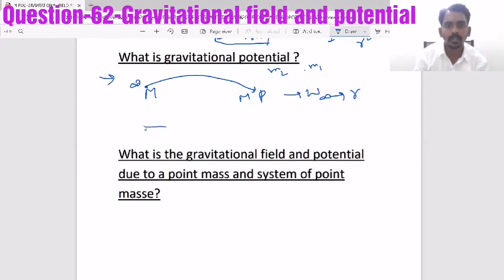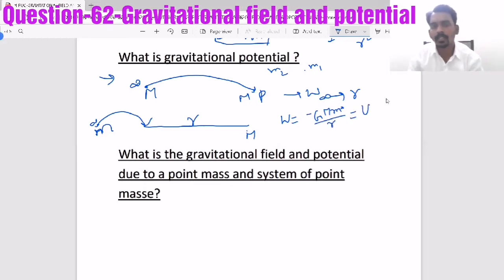Then if you consider only a two particle system, where small m is at infinity and this is capital M, and you move from infinity to a separation r, then the work done will become minus GMm by r. This is what is called gravitational potential energy. The negative sign represents that gravitational force is attractive in nature.